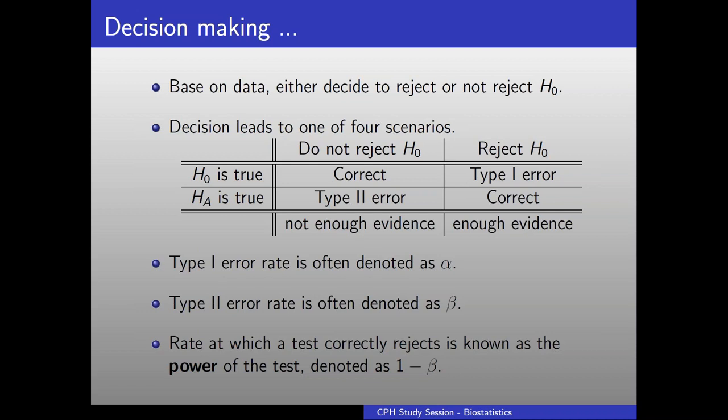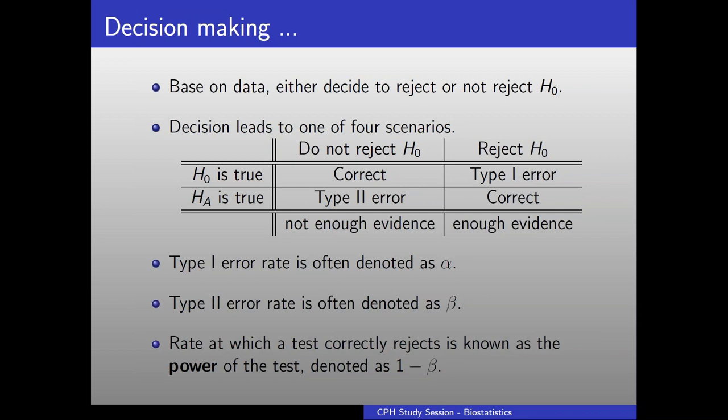Likewise, if we don't reject the null hypothesis and the null hypothesis happens to be true, we're correct. We make the right decision, no harm, no foul. However, if we choose not to reject and the alternative happens to be true, then we've made an error. It's an incorrect decision, and that incorrect decision is called a type 2 error. The type 2 error rate, the rate at which type 2 error occurs, is denoted as beta, Greek letter beta.